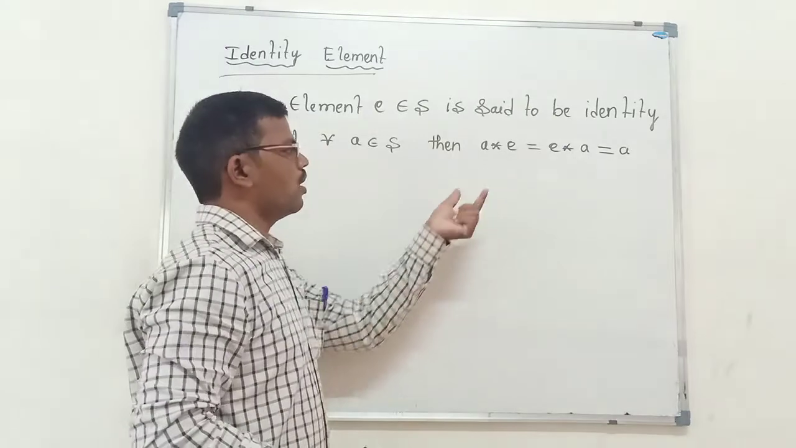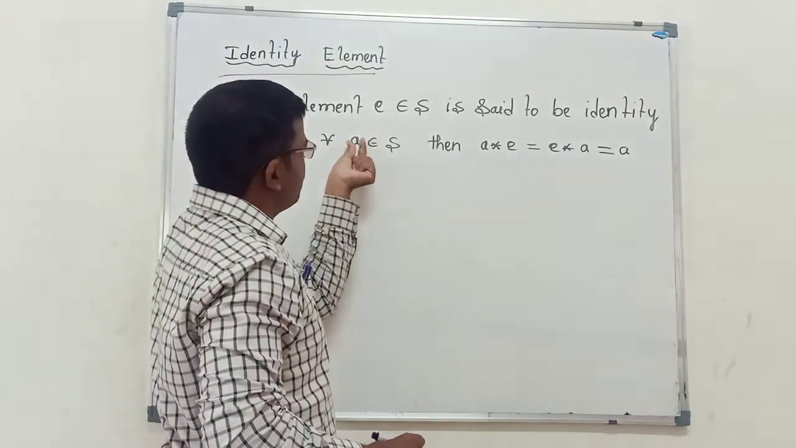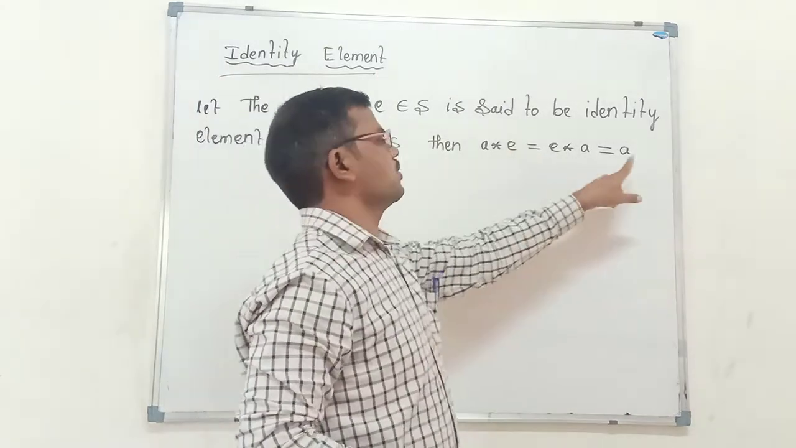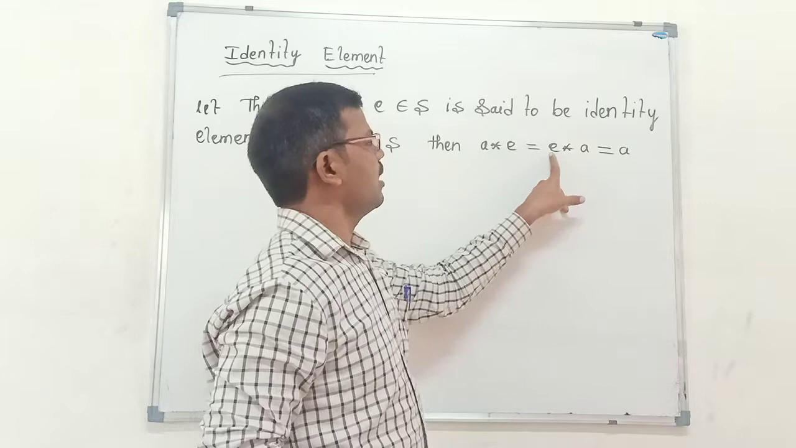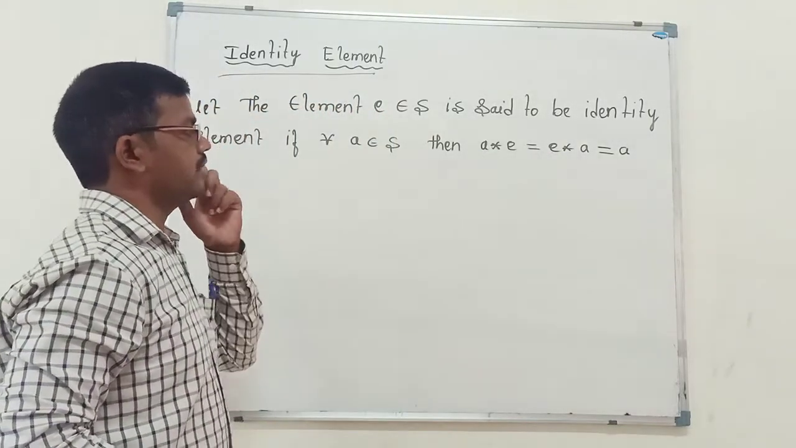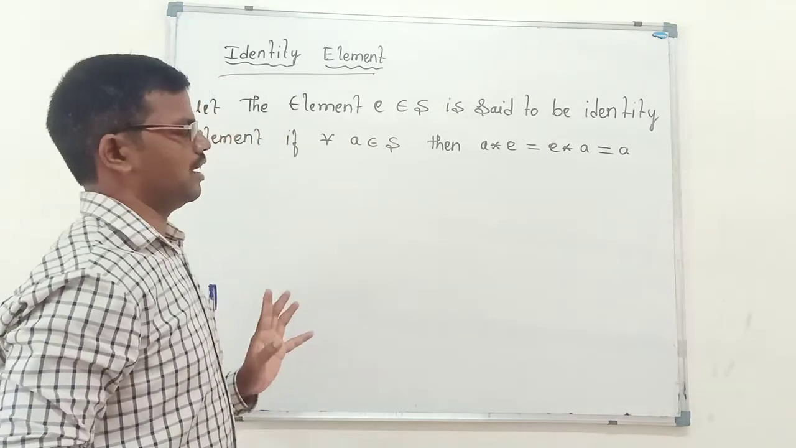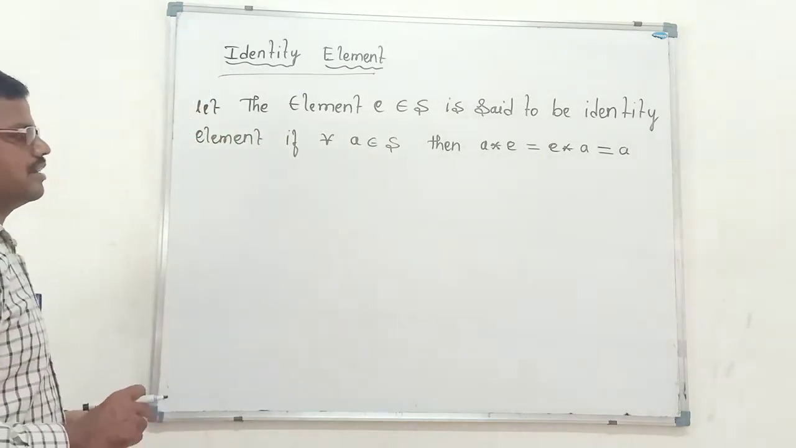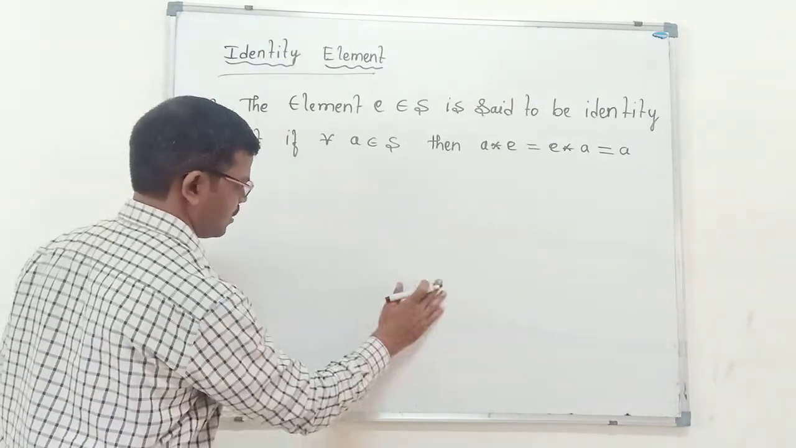So however we operate with a fixed element E, for all elements of S, we have to get all the elements back, then we say that E is the identity element of the set S. Yes, we can say E is the identity element. So we check with a simple example.